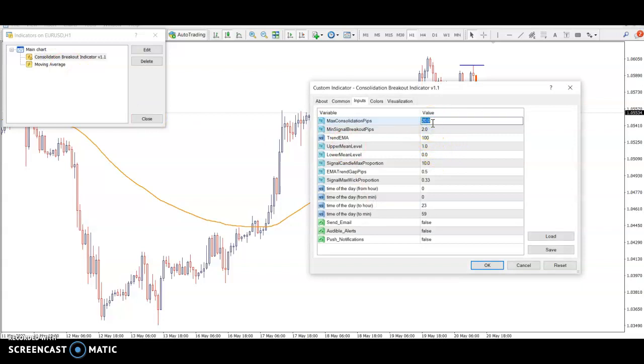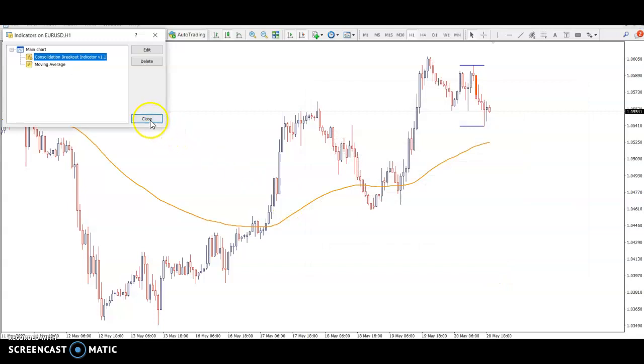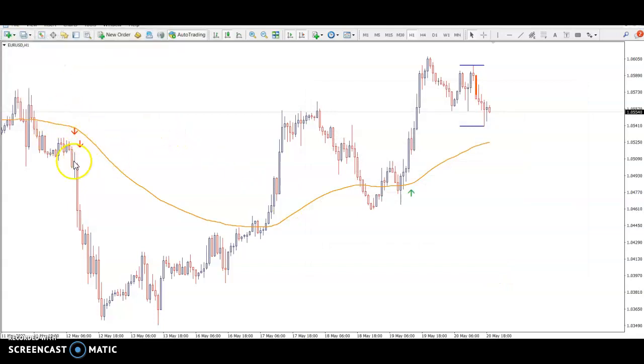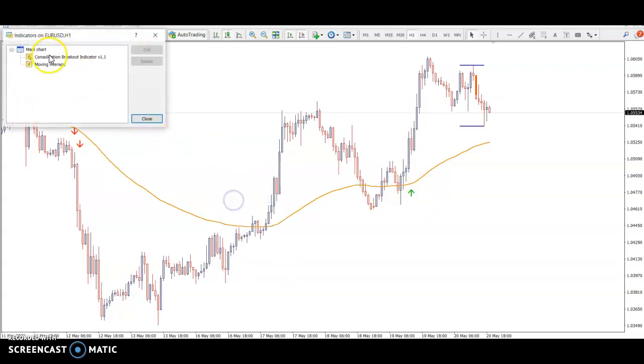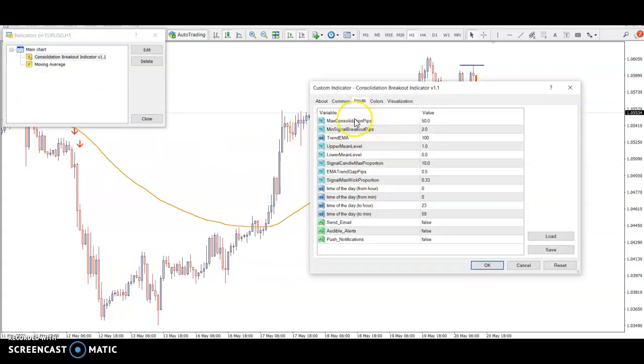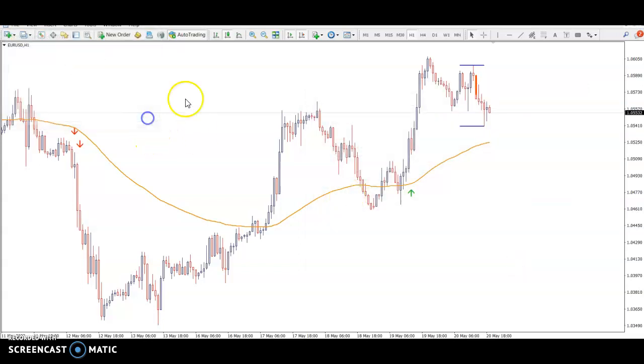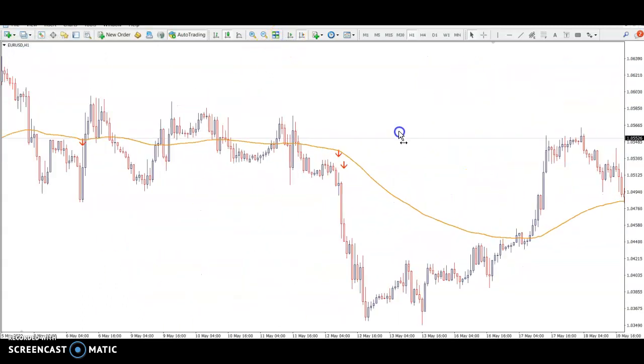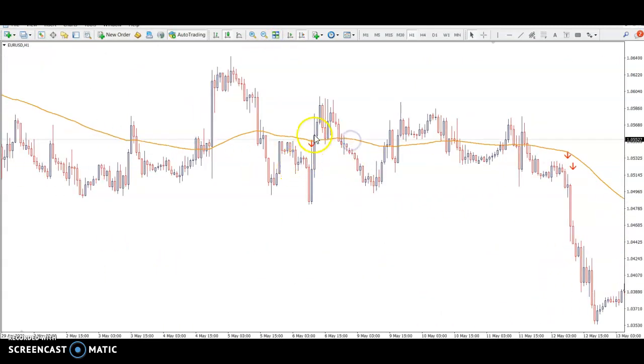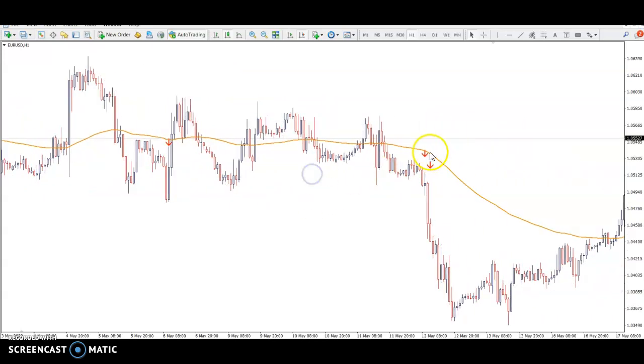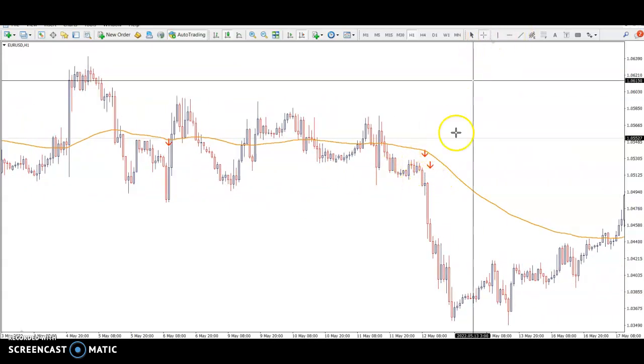Let's just put that to 50 pips for now. Okay, now we're getting some indications here. All we've changed here is that the consolidation range can be higher. So all you would do is you would then have a look back and check out. That one's not very good because it's obviously a loser. But these two here, you would have a look.